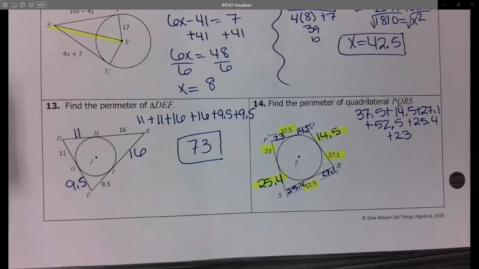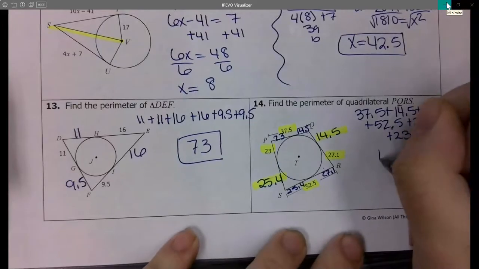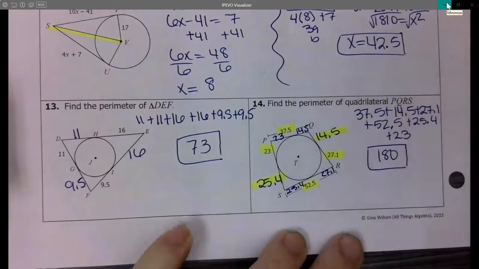Then I just want to go into Desmos and type those in, which gets me 180. Questions here?